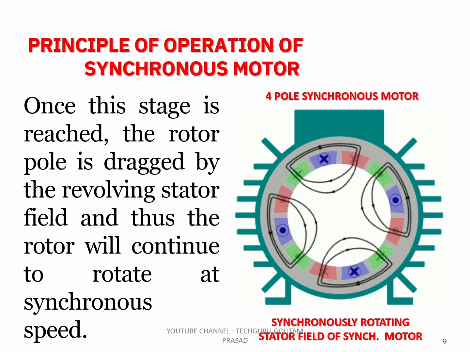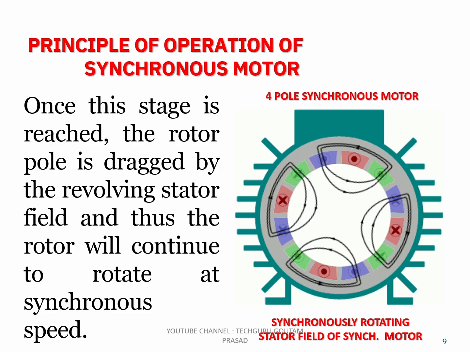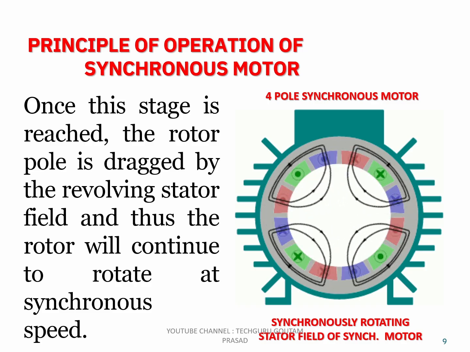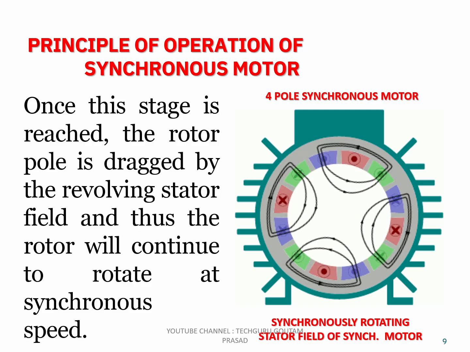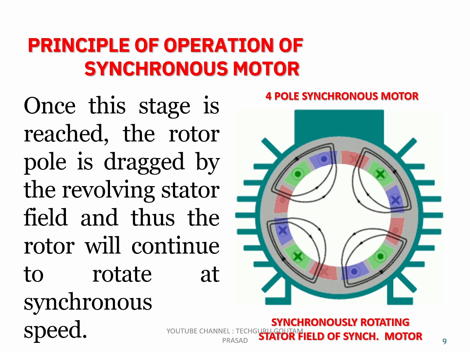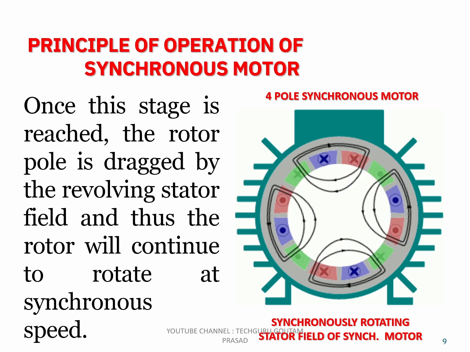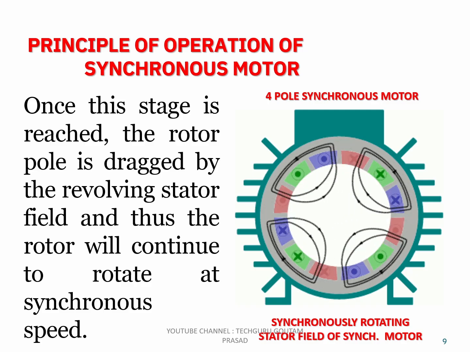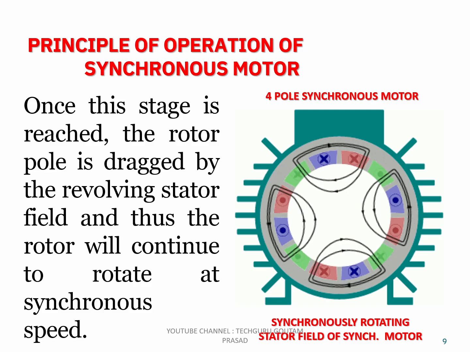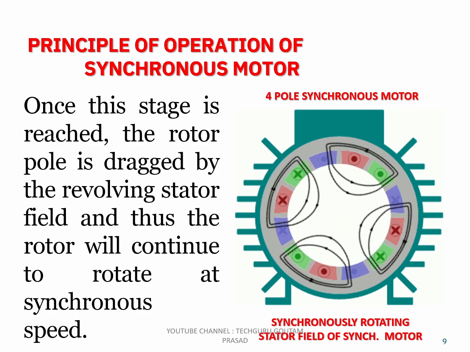So these two directions, as the direction of the current changes, change the nature of the pole. Once this stage is reached, that your rotor has been rotated to synchronous speed or nearby synchronous speed, you switch on the DC power of the field, and then it gets locked to the synchronous speed with the stator rotating poles, and it keeps running at the synchronous speed thereafter.